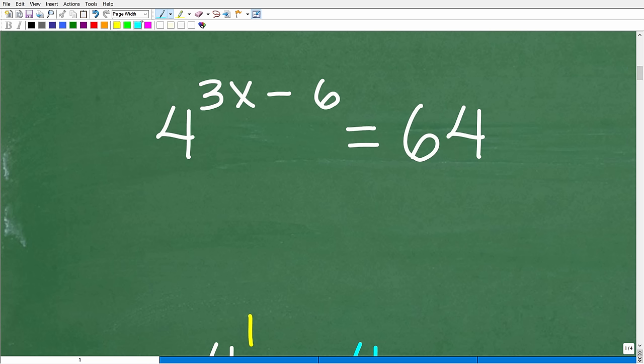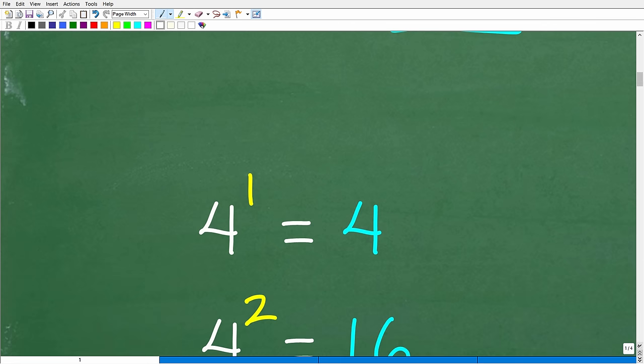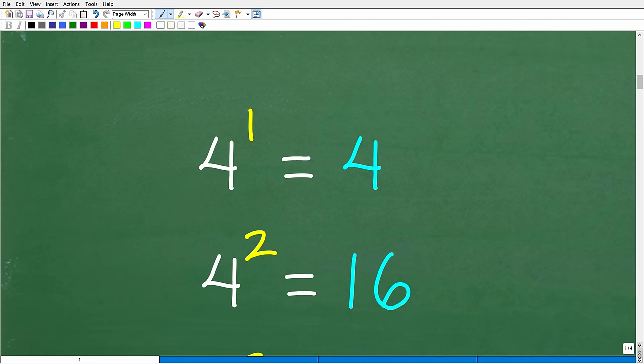The first thing we want to do is understand what this means. We have 4 to some power, and 4 to some power is going to be equal to 64. Now this power of 4 here is expressed as this value right here, 3x minus 6. But this whole thing just represents a number. So 4 to some number is equal to 64. So what is that number? Well, what we can do here is use some basic trial and error. This is where the basic math portion of this comes into play.